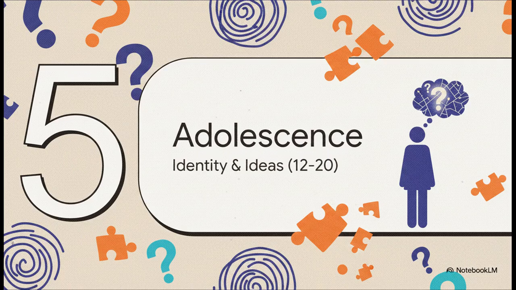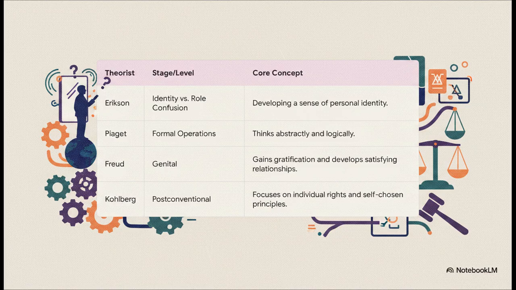And finally, we arrive at adolescence. This is a time of incredible change, and it's all centered around one of life's biggest, messiest, most important questions. Who am I? You know, what's really fascinating here is how Piaget's stage is kind of like the key that unlocks all the others. This brand new ability to think abstractly, the formal operation stage, is the engine that drives everything else.